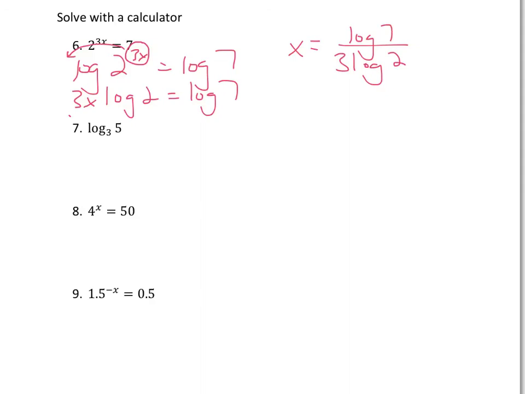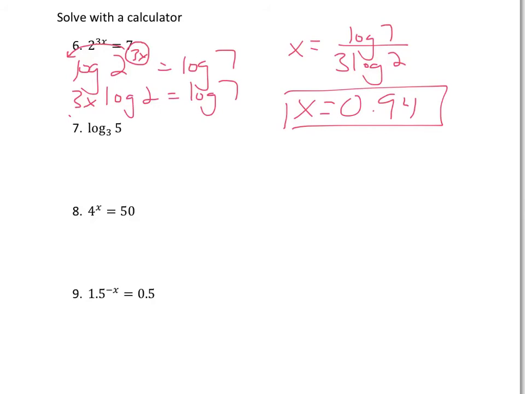Type that in your calculator. Log 7. Make sure you close your parentheses around log 7, divided by, now you're going to need a parentheses, 3 log 2. If you don't get the same answer as me, make sure you double check to see that you used parentheses correctly. So x should be 0.94. And you could obviously check this by typing in your calculator 2 to the parentheses 3 times that answer, and you should get 7.